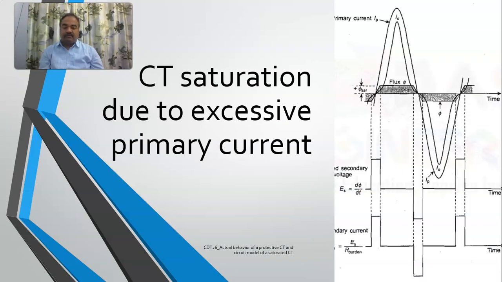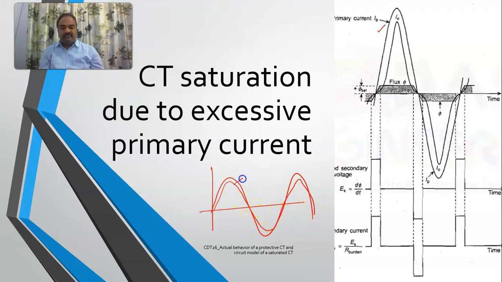Because at higher values of B, which means it is moving into saturation, this is my IP, primary current. So it will be sinusoidal in nature, right? But in this ideal case, if this is IP, my IS also will be a little bit lower than this one.